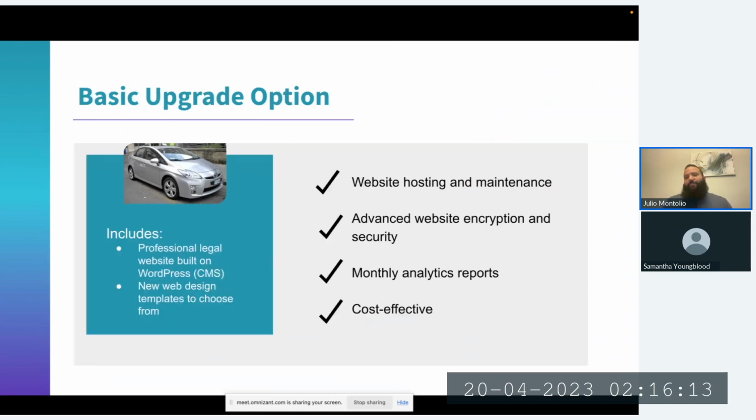So let's talk about the basic upgrade option. Again, this includes that professional legal website built on this WordPress CMS platform. You have several web design templates to choose from. Again, it includes that website hosting and maintenance. That maintenance and support option is very similar to what you experience today. Just again, and I know I'm repeating this, but it really allows our support team to support you in a quicker and more efficient manner. It also includes advanced website encryption and security. It includes monthly analytic reports. As I noted when I presented the three different options, it is our most cost-effective pathway to migration.